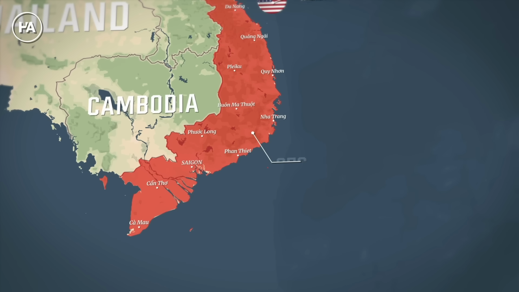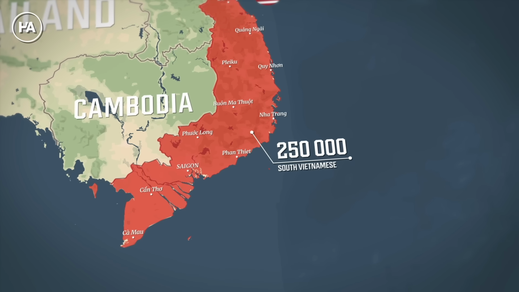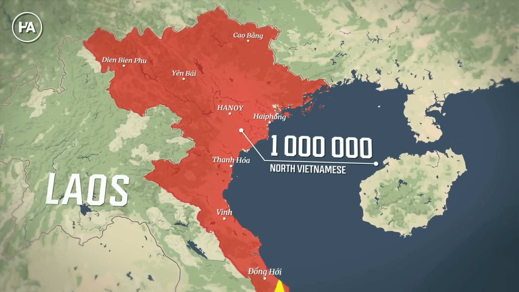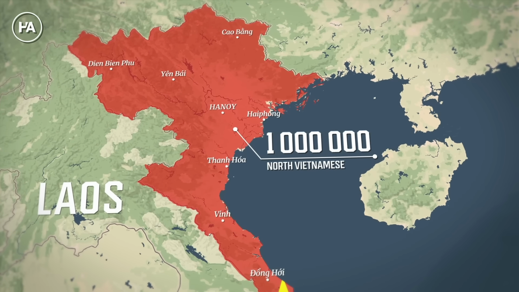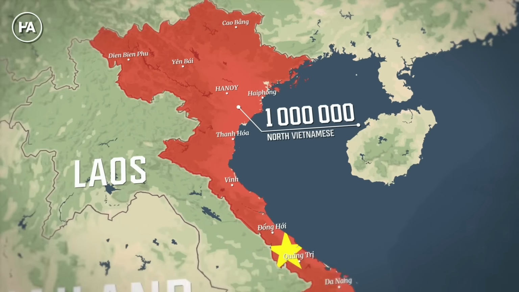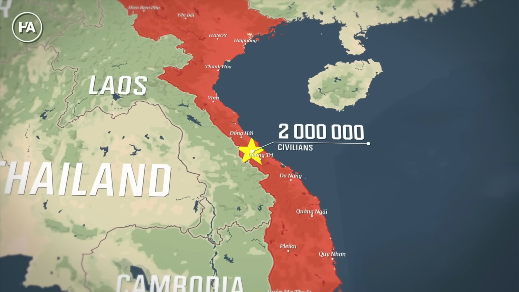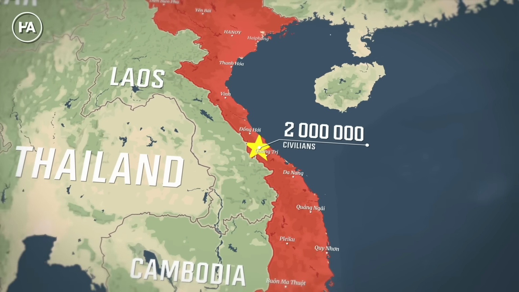58,000 Americans, 250,000 South Vietnamese, and about 1 million North Vietnamese soldiers died in one of the most terrible wars in world history. The saddest thing is that in this military conflict, over 2 million civilians lost their lives.